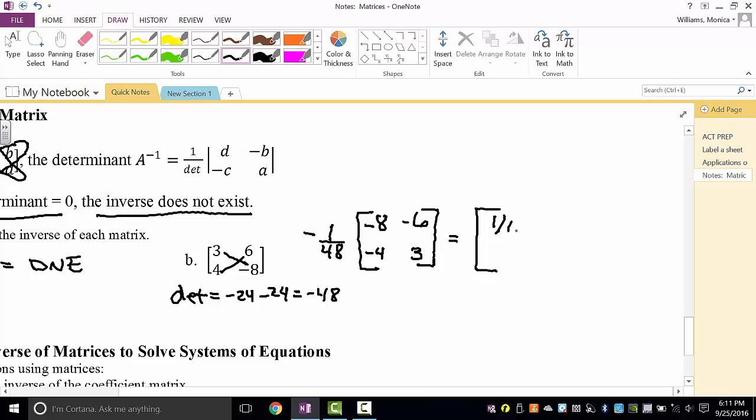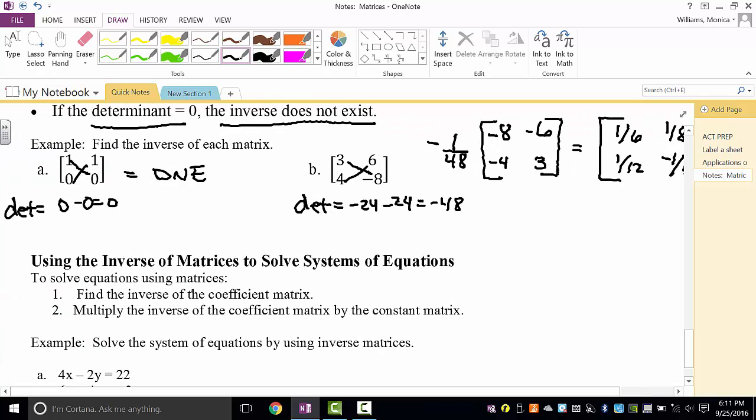1 over 6. Negative 1 over 48 times negative 6, 1 over 8. Negative 1 over 48 times negative 4, 1 over 12. Negative 1 over 48 times 3, negative 1 over 16. That's the inverse.